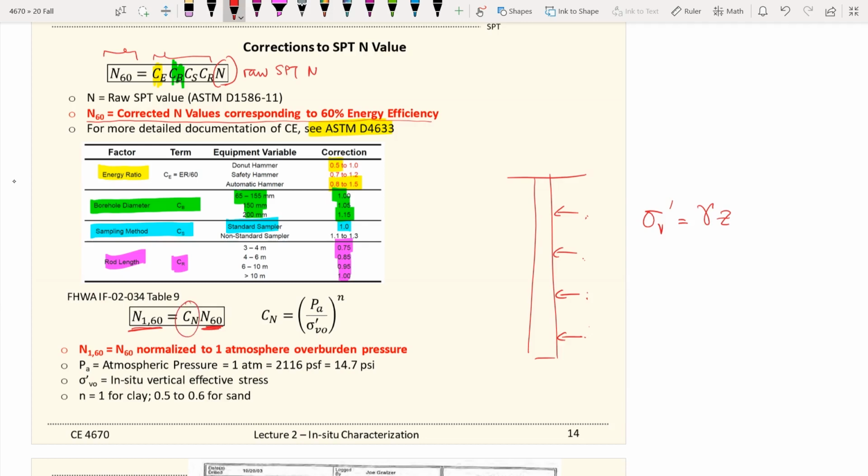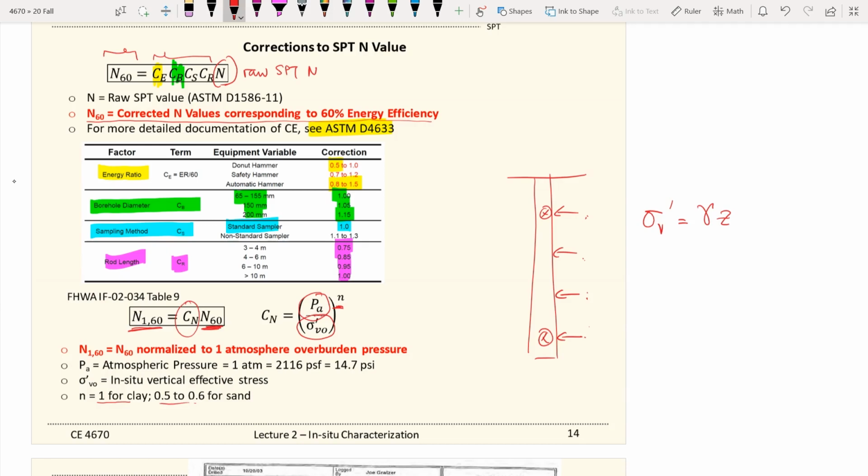And this N160 allows you to standardize your N60 by multiplying by this factor C sub n, and this C sub n is pretty much the atmospheric pressure, 1 atm, divided by the vertical effective stress. So if you have this location, you have a vertical effective stress. If you have another location, then you have a different vertical effective stress. And this C sub n right there will help you take care of the different locations, so everything becomes standardized to N160. And this is to the power n, and n is for soil type. So n equals 1 for clay, and 0.5 to 0.6 for sand.